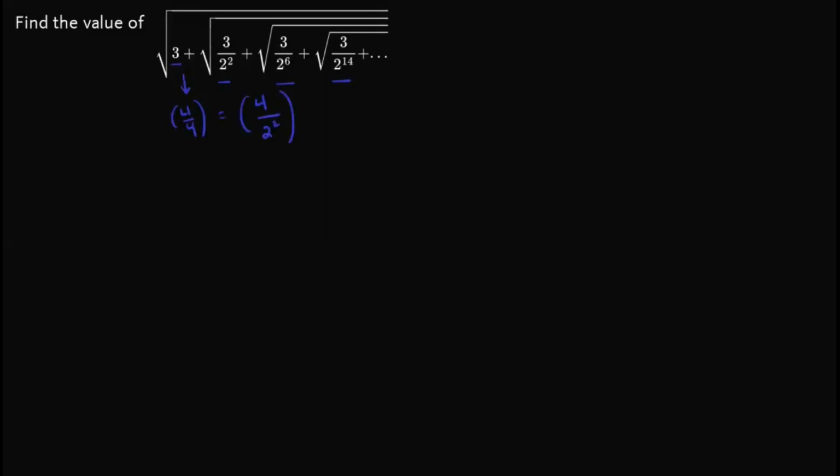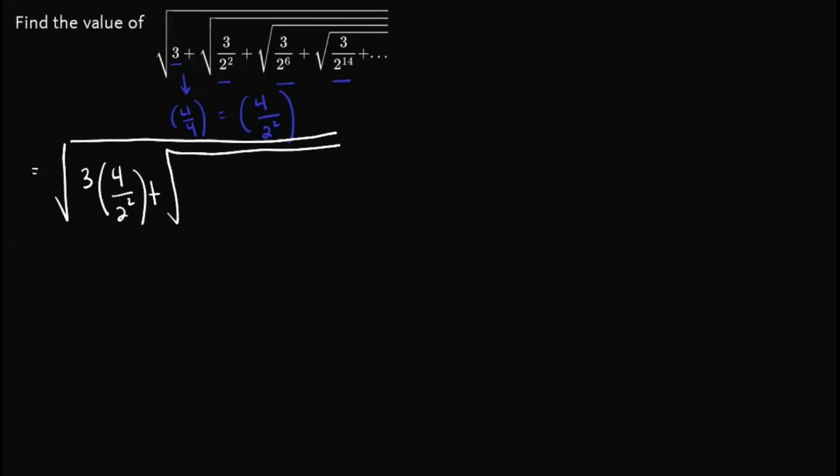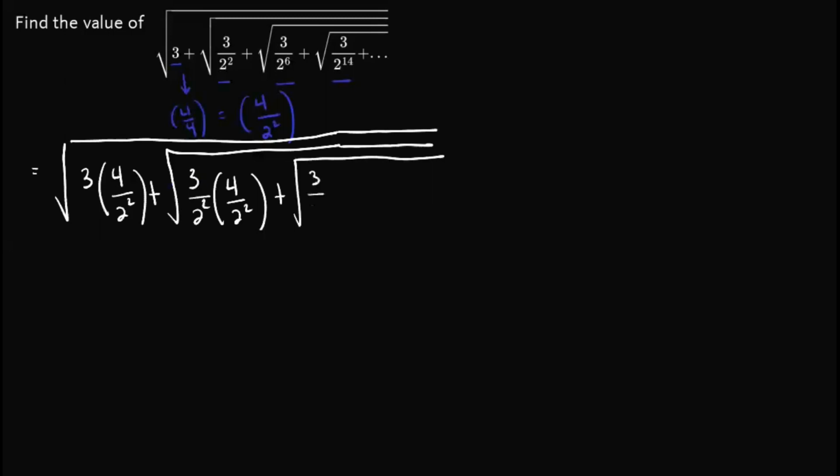So this expression here will become the square root of 3 times 4/2 squared plus the square root of 3/2 squared times 4/2 squared plus, let's extend this further, square root of 3/2 raised to 6 times 4/2 squared plus the square root of 3/2 raised to 14 times 4/2 squared.